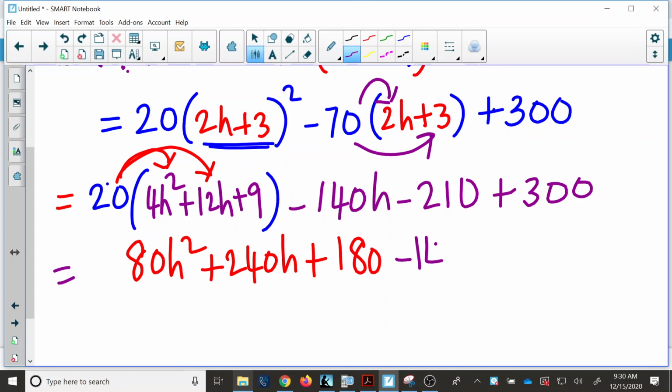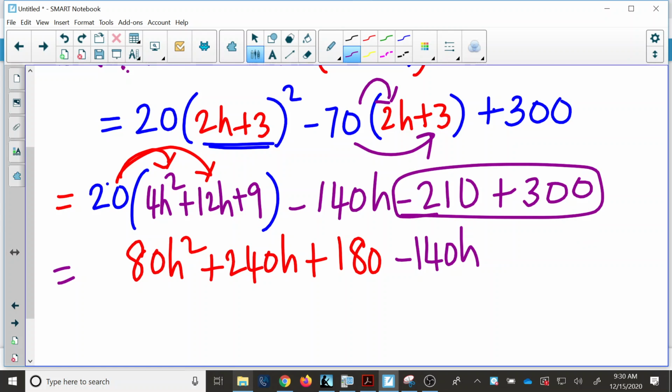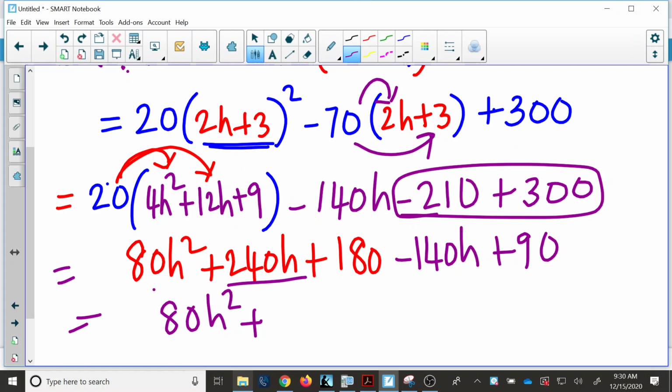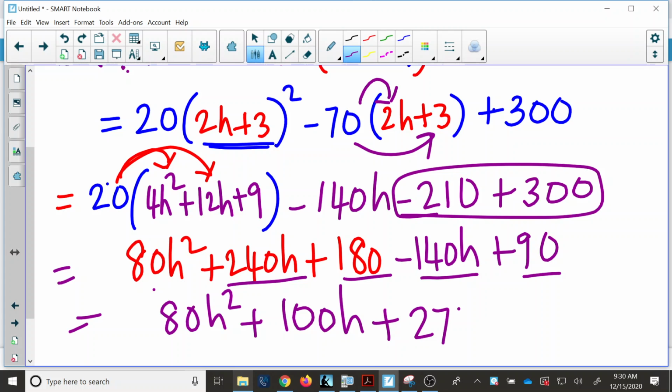So negative 140h. I can just combine these two terms, which is going to be plus 90. So my answer is going to be 80h squared plus 240 minus 140h is going to be 100h, plus 180 plus 90 is going to be 270. So that's how you do these questions.